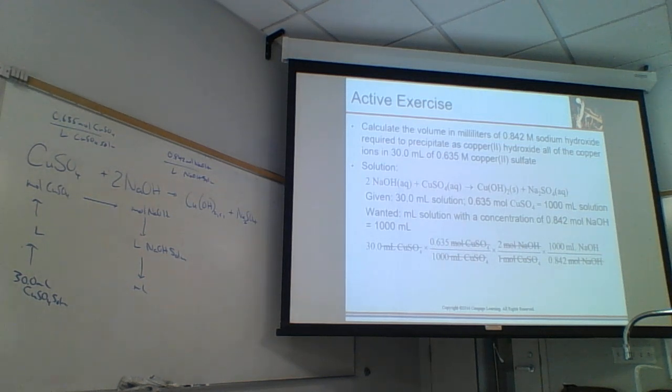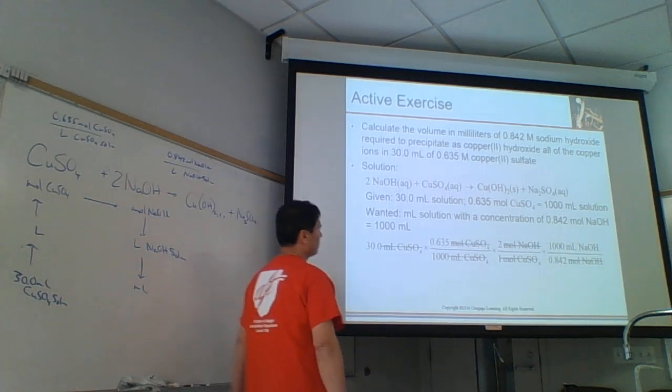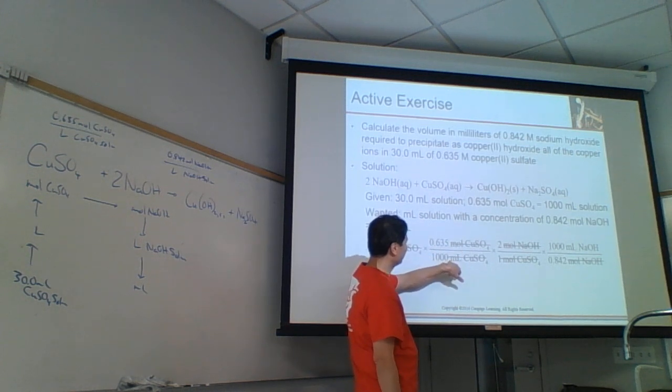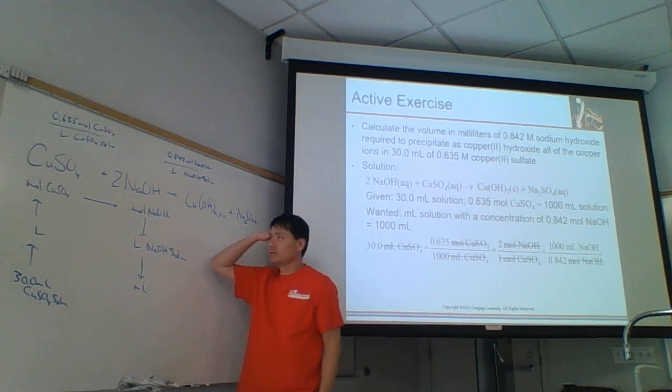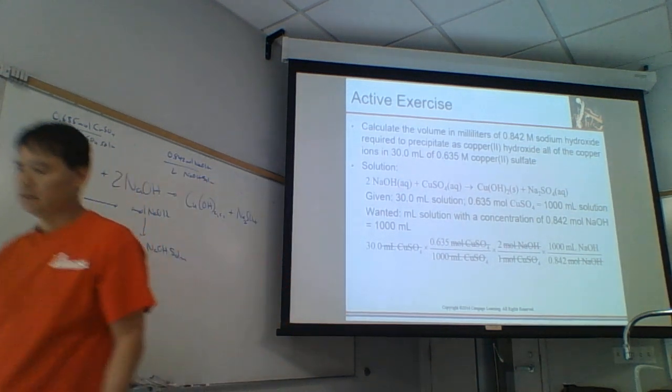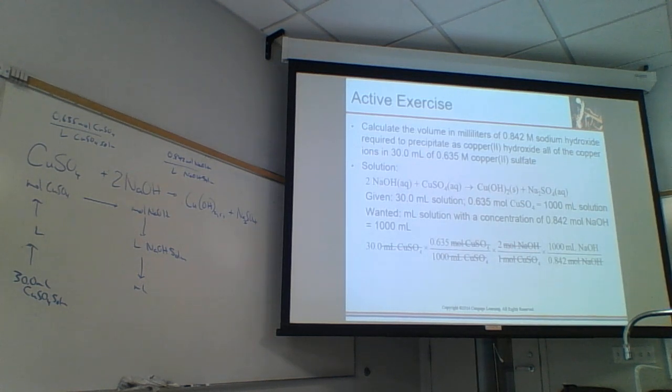Your book likes to do this. Rather than saying 0.635 moles per liter, they go per 1,000 milliliters. So okay. But I'm so used to moles per liter. I'd rather take an extra step, so I don't have to do it this way. 45.2 milliliters of sodium hydroxide. So we should be allowed 3 sig figs at the end. 45.2 of sodium hydroxide solution.